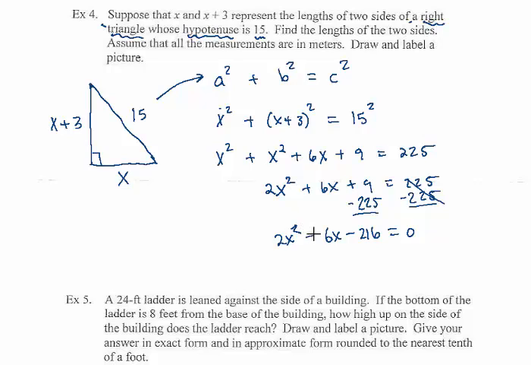Now, looking at this 2 here, you should be thinking that, hey, we may need to do the AC method. But it turns out that the coefficients of the other terms are also divisible by 2. So what we'll do is we'll just use the greatest common factor method and take that 2 out. We end up with the x squared plus 3x minus 108.